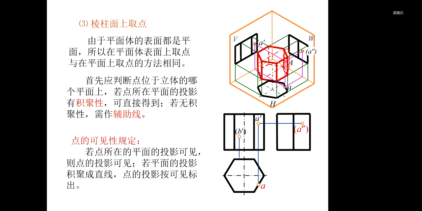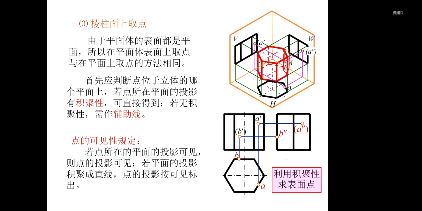B is here. That means what? B is on the back plane here. You can use the auxiliary line to get the projection of the plane here. Because B is on here, then you can get B in this direction, it should be here.